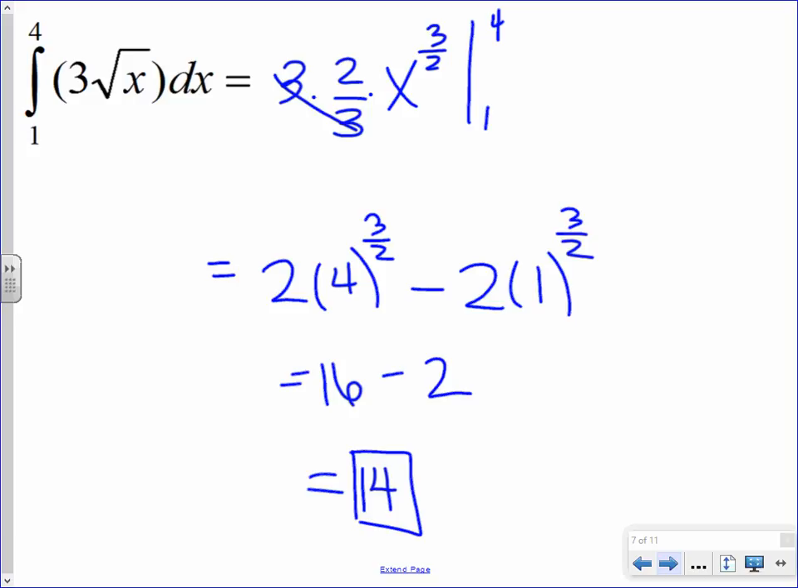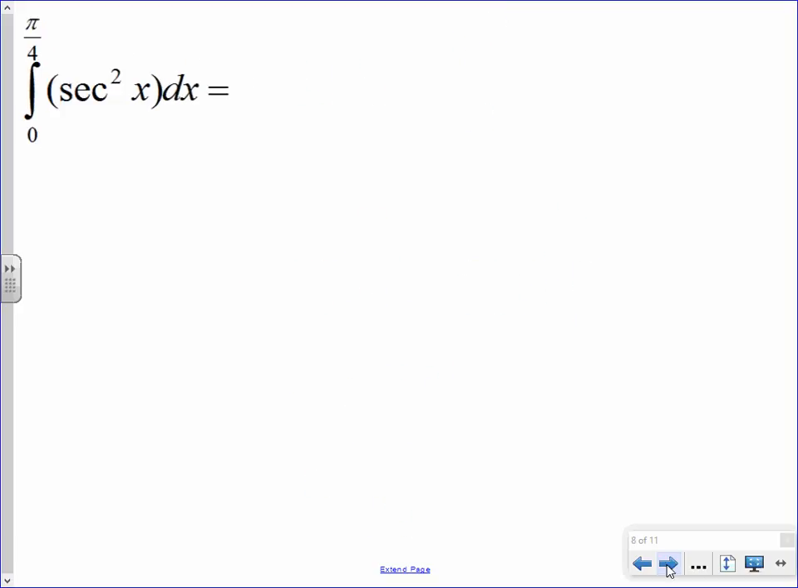So far, so good? It's gonna get harder. This proved to be an antiderivative we struggled with yesterday.